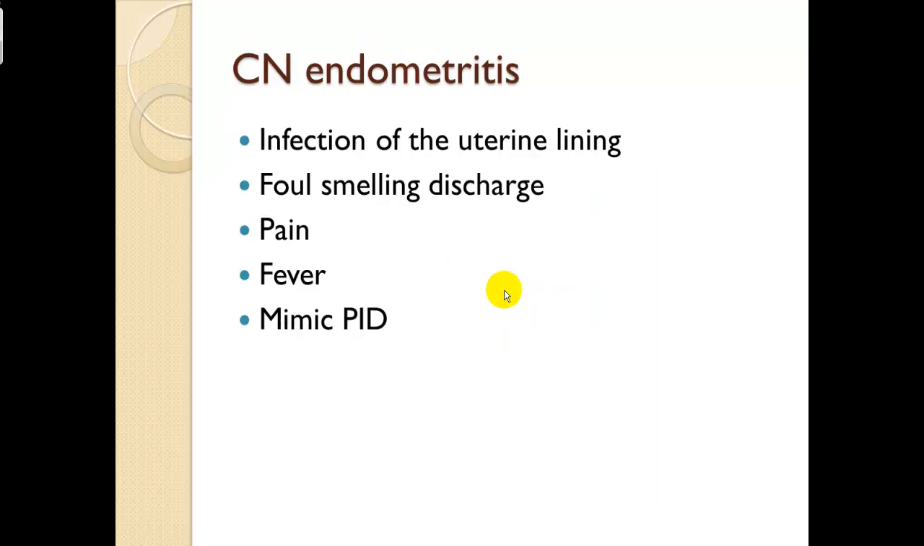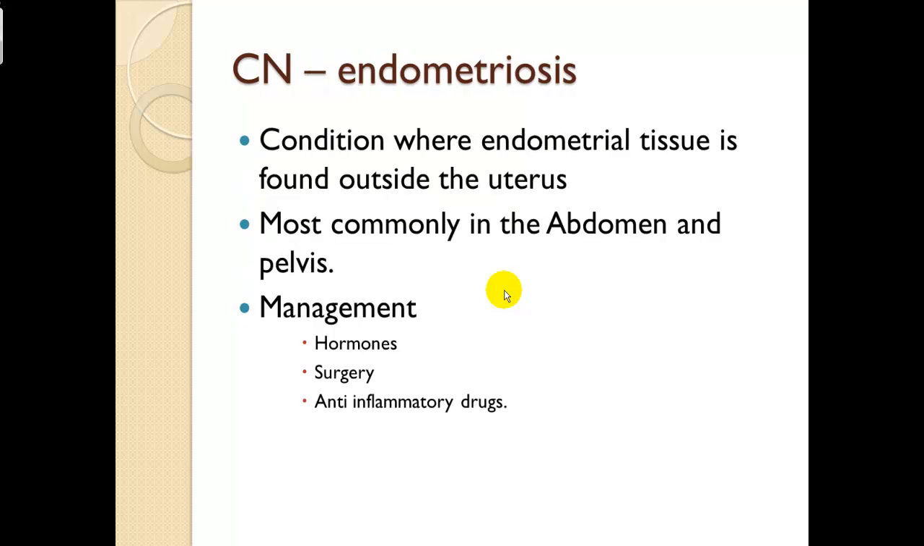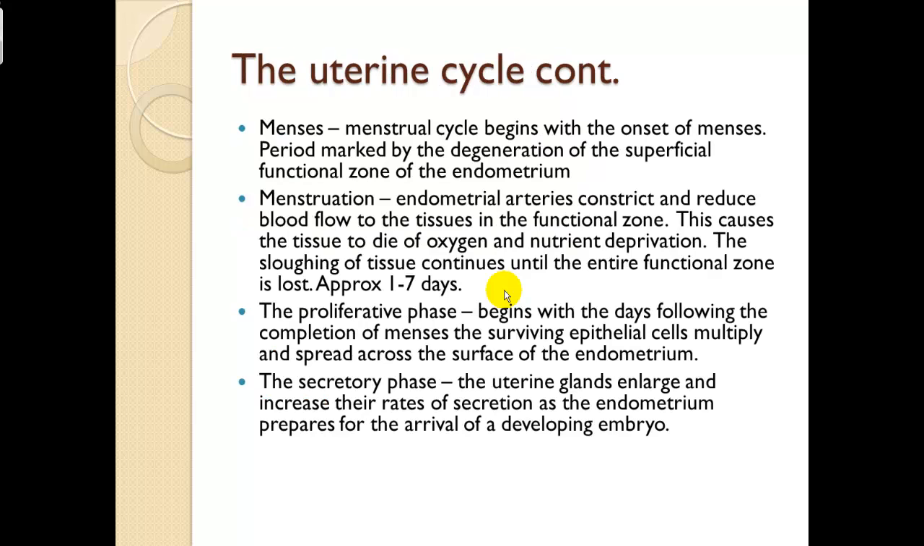Alright, clinical note, endometritis, infection of the uterine lining, foul smelling discharge, pain, fever, can mimic pelvic inflammatory disease. Clinical note again, endometriosis, a condition in which endometrial tissue is found outside the uterus, most commonly in the abdomen or pelvis. Management of this is going to be hormonal therapy, surgery, or anti-inflammatory drugs.